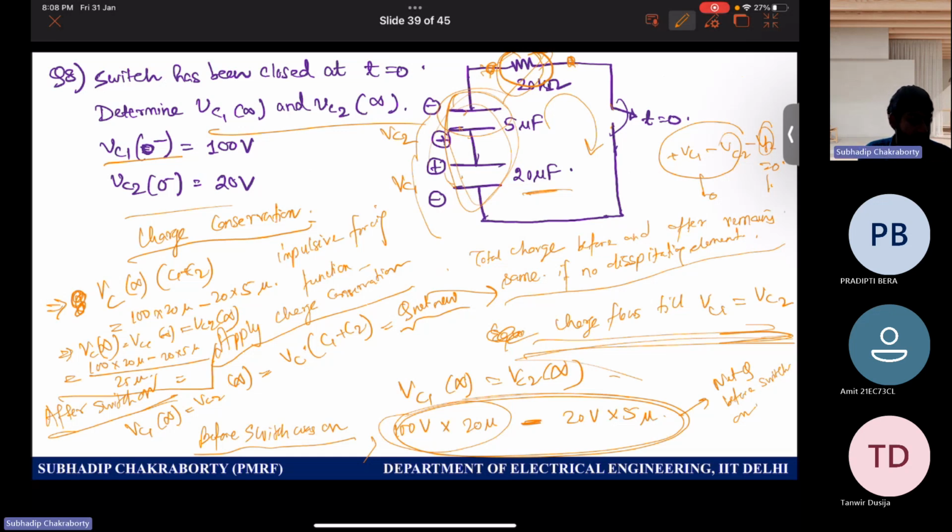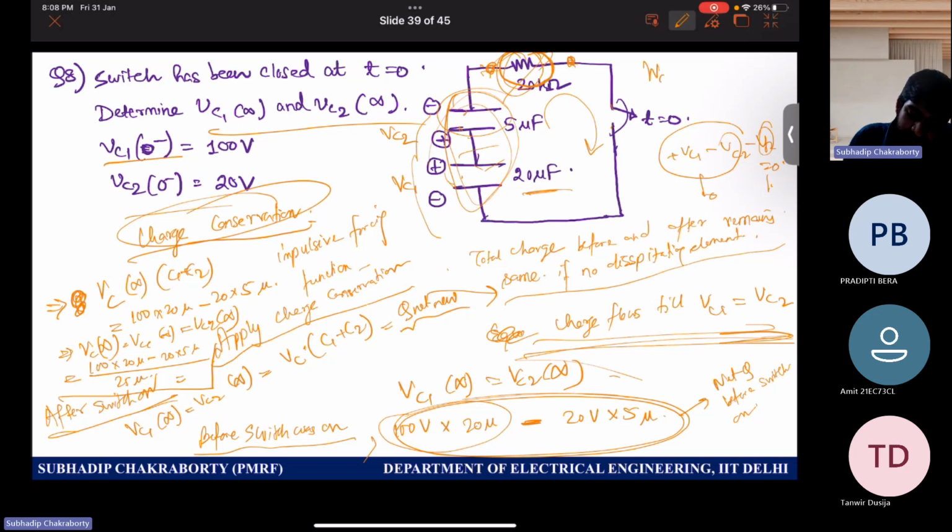Yes, how much is it coming? See, charge is always conserved, right? So apply charge conservation. But the energy is changing, right? Energy before and after should be changing, because the voltage across the capacitors is changing.